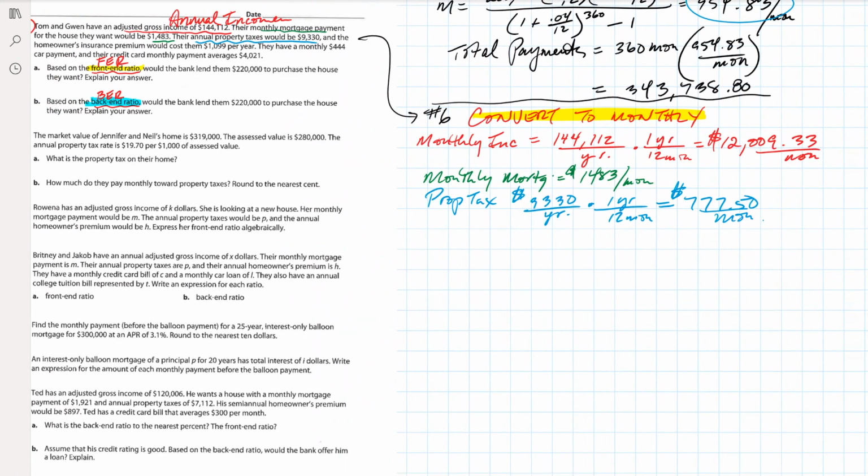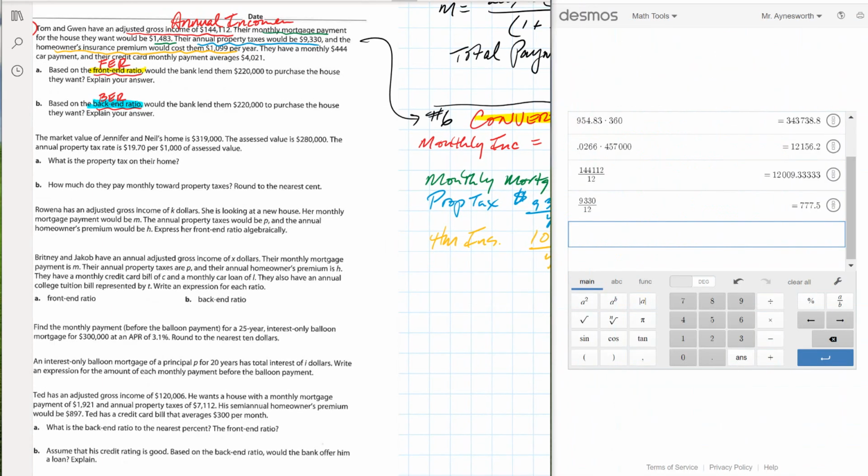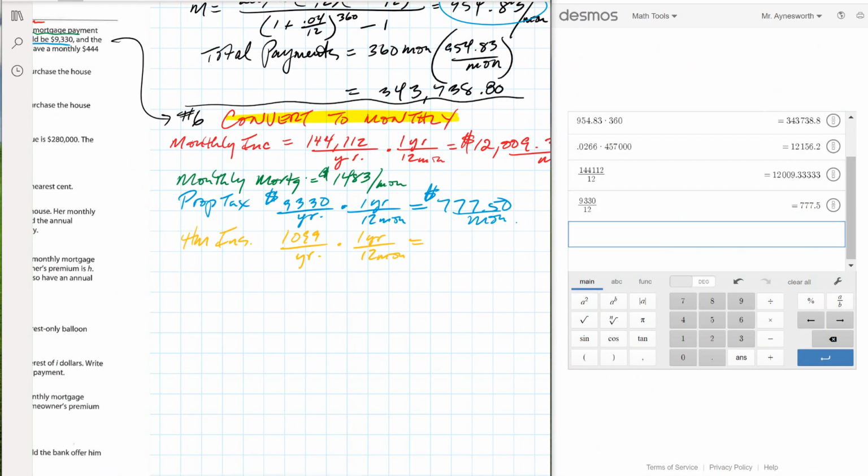It says the homeowner's insurance premium would cost $1,099 per year. That's the annual cost for the homeowners. So we have to calculate the homeowner's insurance premium monthly. It says right here, homeowner's insurance costs them $1,099 per year. Got to divide that by 12 again because in 1 year there are 12 months. So here we go.